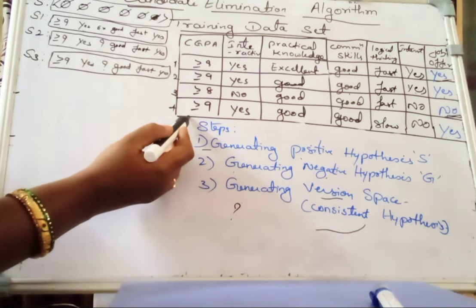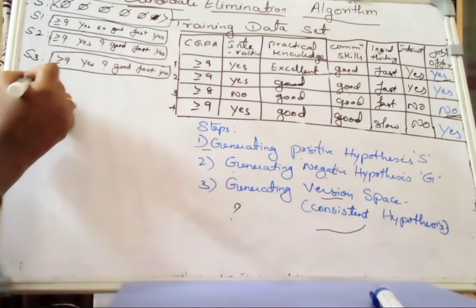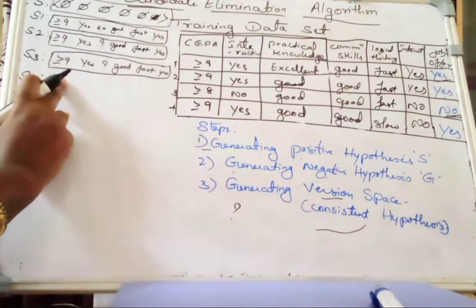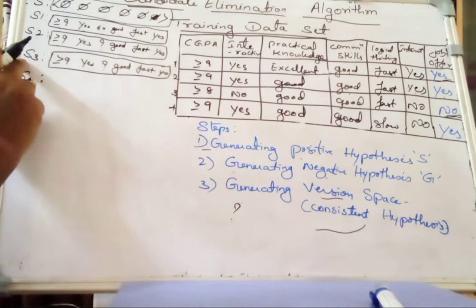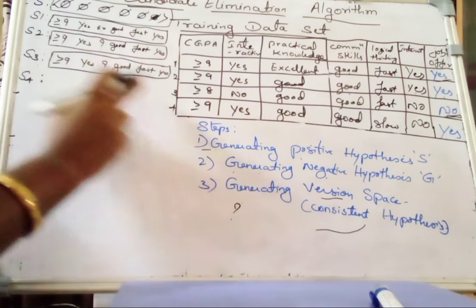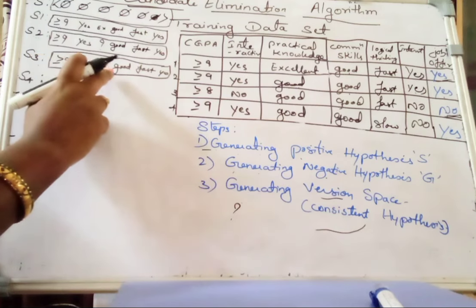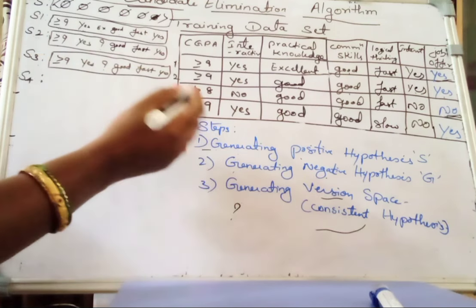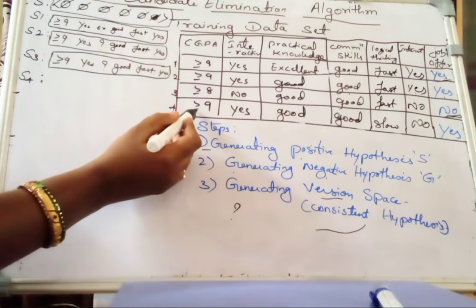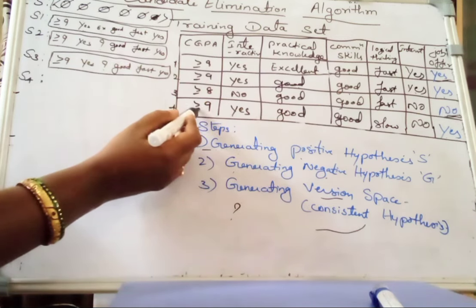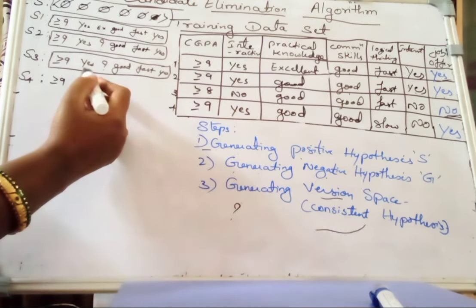Next, go for the instance 4. Okay, that is I4. Now I have to generate my S4. To generate my S4, I have to compare my instance I4 with my S3. If both the instances are the same, just copy it as it is, and if they have different values, put the question mark. Now you compare S3 with instance 4. Here greater than or equal to 9, and here also greater than or equal to 9. So put that same value as it is.